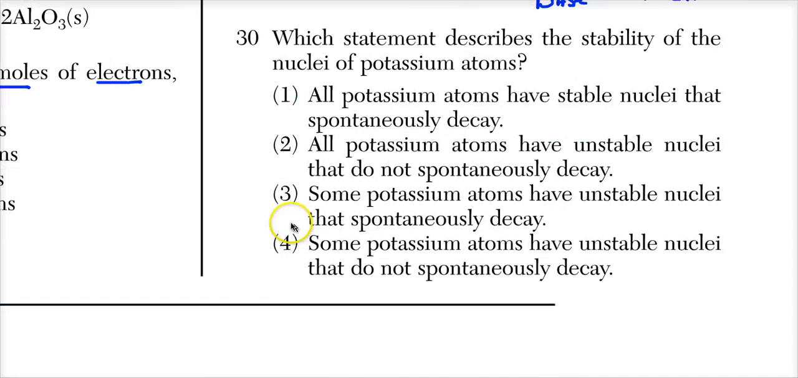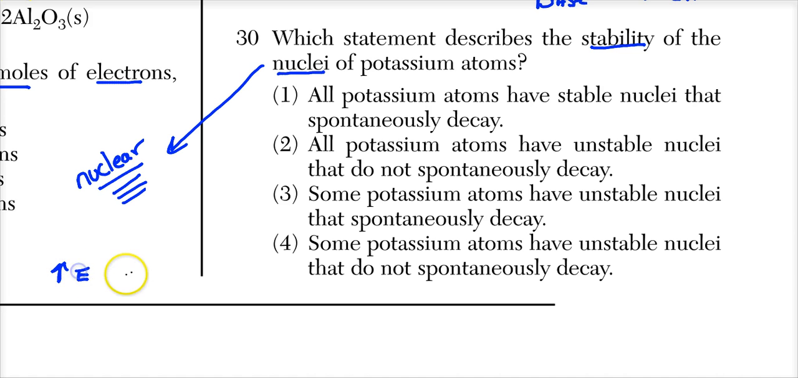Number 30. Which statement describes the stability of a nuclei of potassium atoms? Now, when I'm talking about stability of a nuclei, I automatically think nuclear chemistry. Anytime you're talking about the nucleus, I'm thinking nuclear chemistry. And I know that when the nucleus is unstable and has high energy, it does something to get stable, like give off an alpha particle or a beta particle or a positron or just X-rays, electromagnetic radiation. Now, which statement describes the stability of nuclei of potassium?